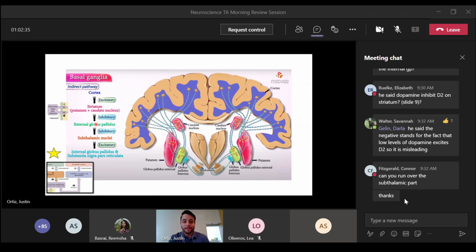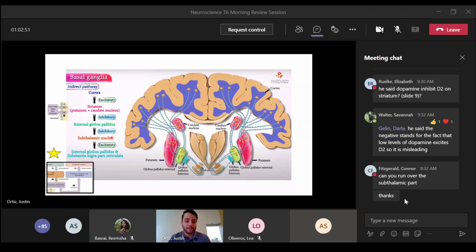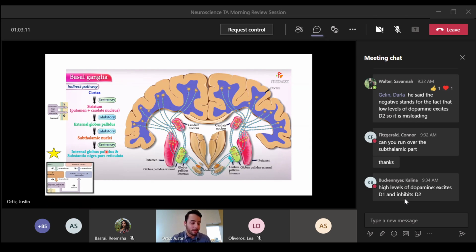So if you inhibit the globus pallidus externus, it will not be able to inhibit the subthalamic nuclei. Again, these things written right next to them are what these structures typically do, right? The globus pallidus externus typically inhibits the subthalamic nuclei, but because it is inhibited, it will not be able to. So now the subthalamic nuclei is going to be able to do its natural function, which is excite the internal globus pallidus and the substantia nigra pars reticulata, right?